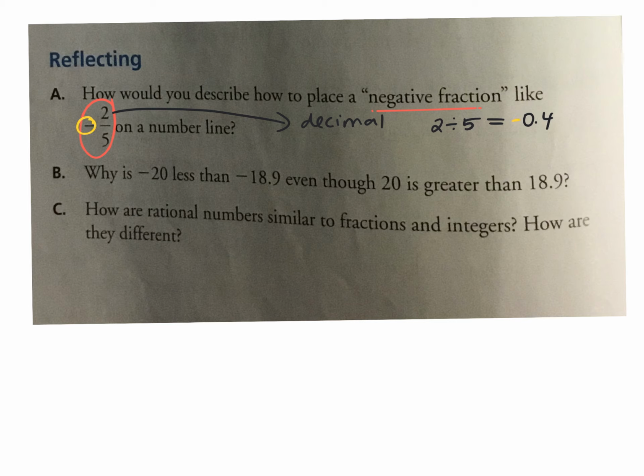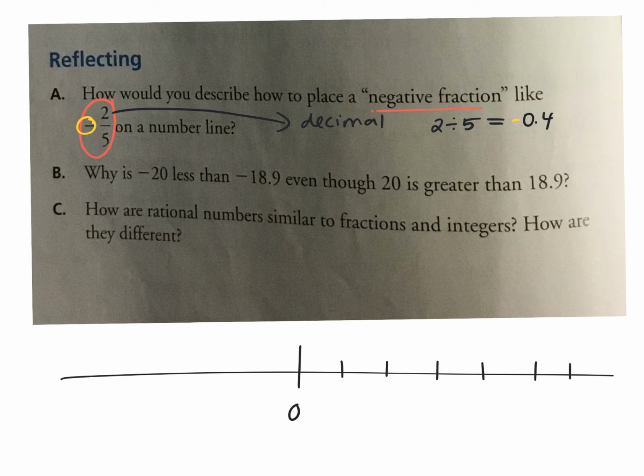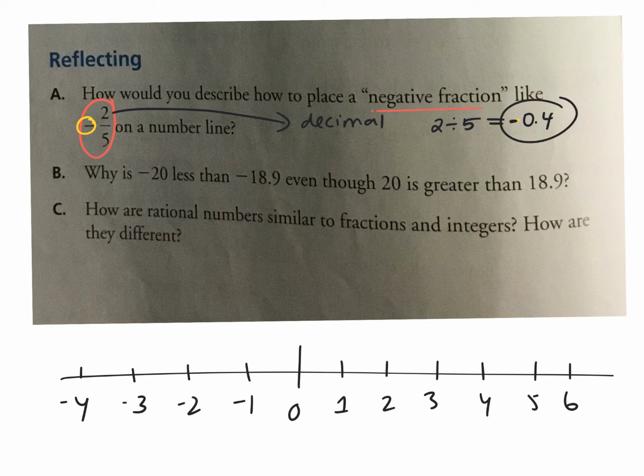If you put it as a decimal, it's easy to locate on a number line, right? Number line, the middle is 0, let's say. All numbers to the right of 0 are positive. All numbers to the left of 0 are negative. So where would I place negative 0.4?